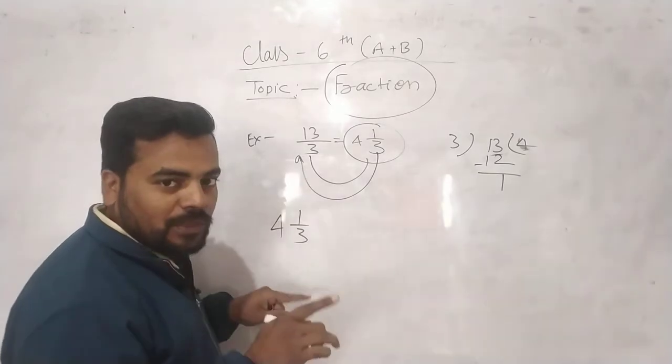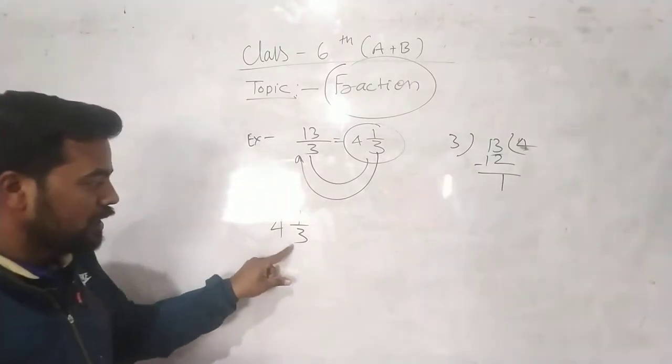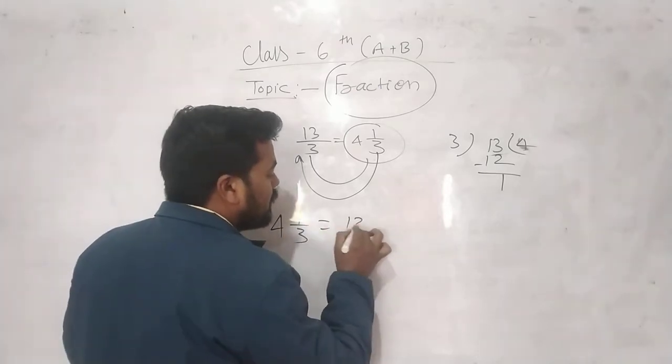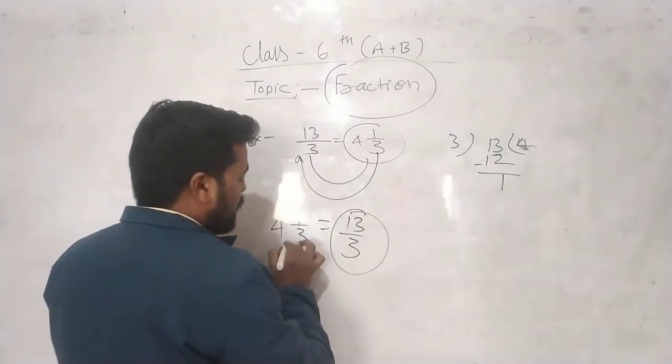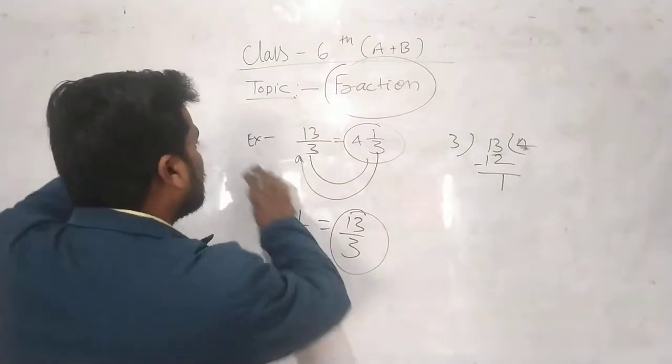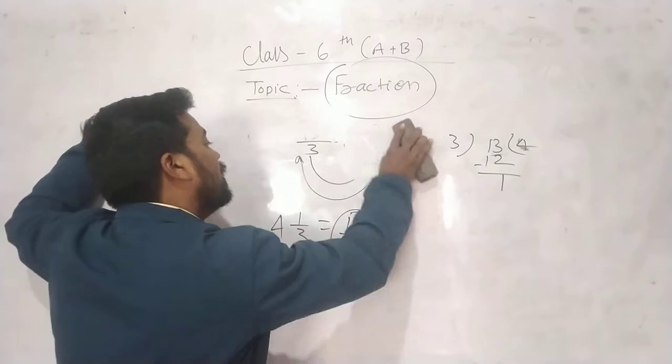So how will it change into an improper fraction? First you multiply 3 to 4. 3 4 ja 12 and add 1. 3 4 ja 12 plus 1. It means 13 upon 3. Okay, understood? Now the last topic is how to represent a fraction on a number line.